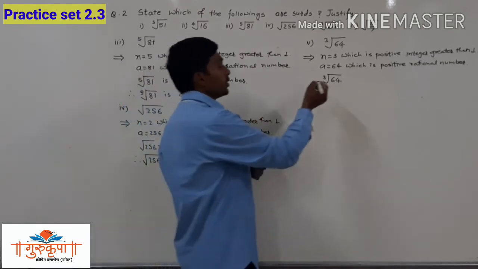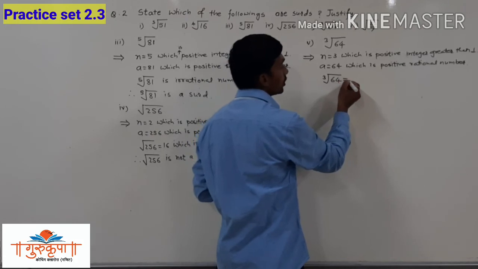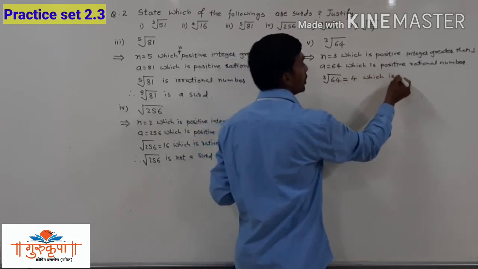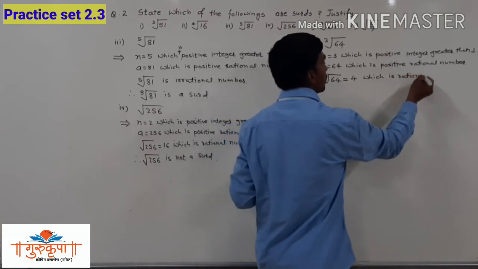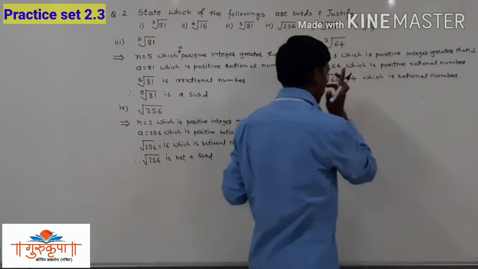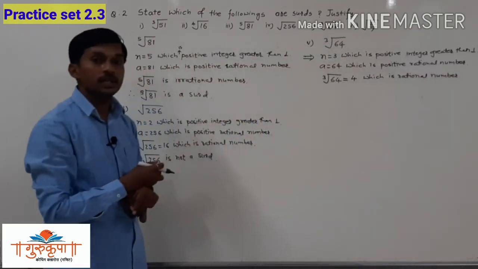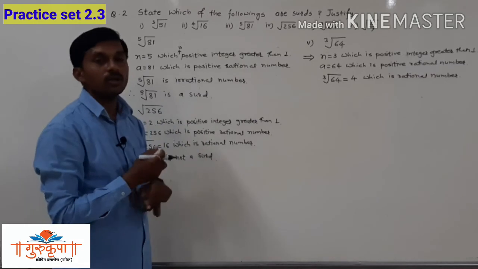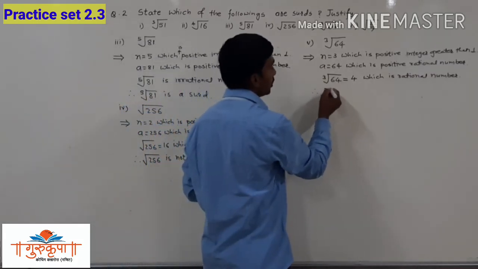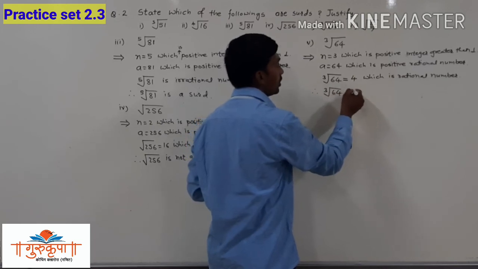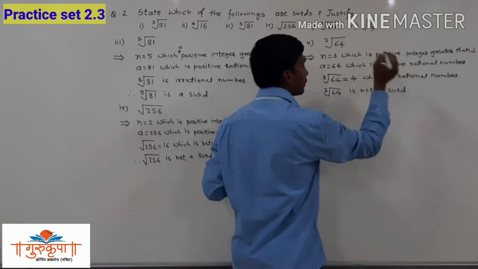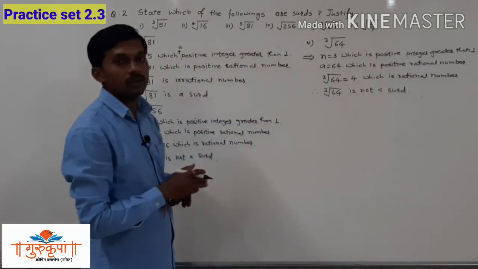Since it is a rational number, 64 cube root is 4, which is a rational number. The third condition is not satisfied, since it is not a surd. So we will write here the answer, that is cube root of 64 is not a surd.